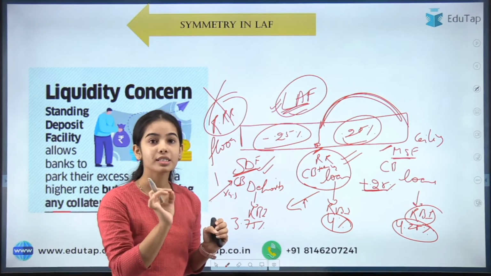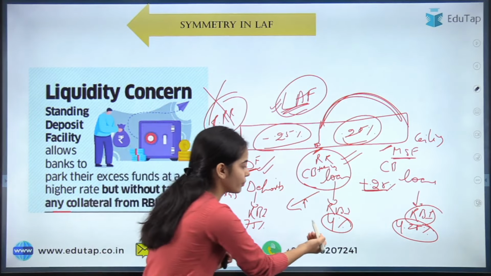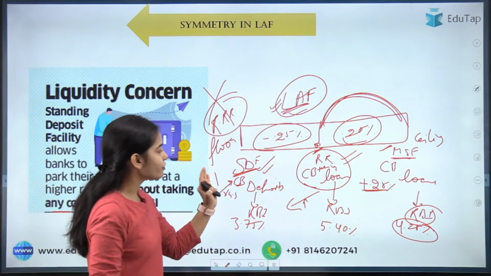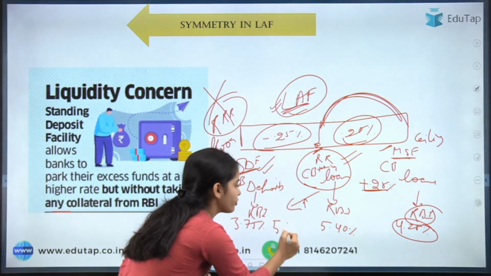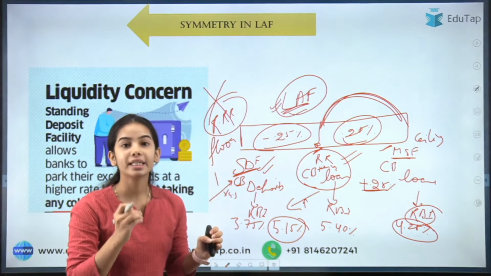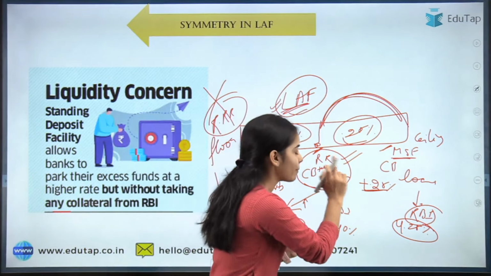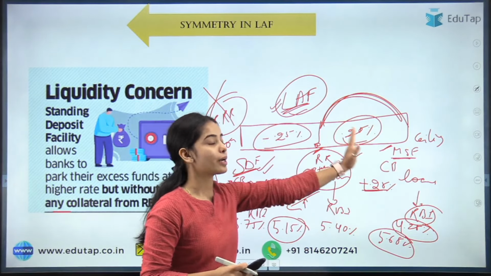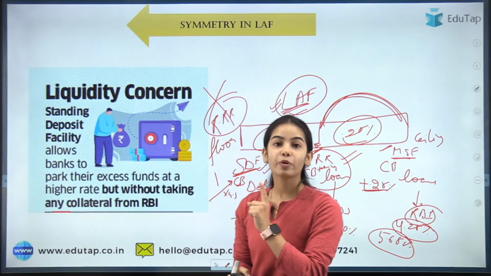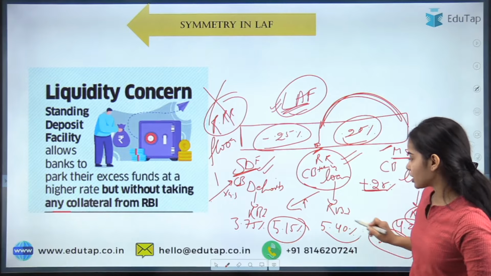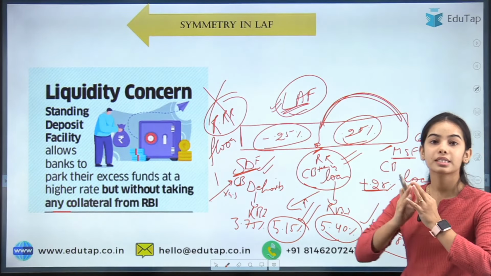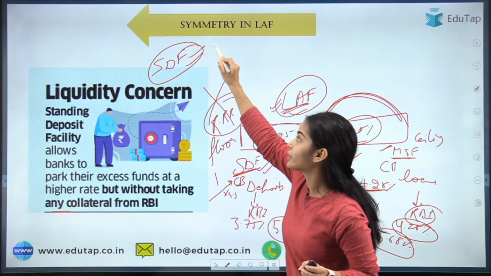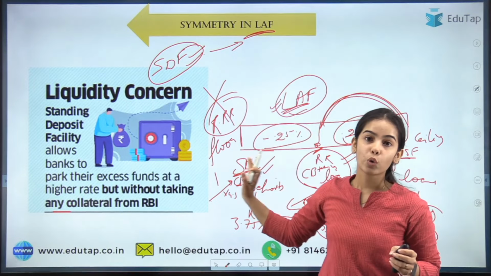Currently, what is the repo rate? If you know, currently the repo rate is 5.40%. So what will be the SDF? The SDF will be 5.15% because the SDF is lower than the repo rate by 0.25%. The MSF will be 5.65% because the MSF is greater than the repo rate by 0.25%. So if the repo rate is changed, the other rates will also change. This is the symmetry that has been brought. I hope you have understood the SDF, and its role in the LAF. It is the floor rate of the LAF.